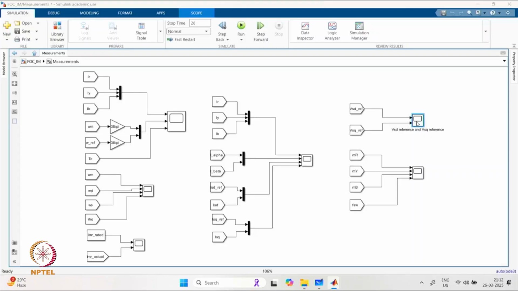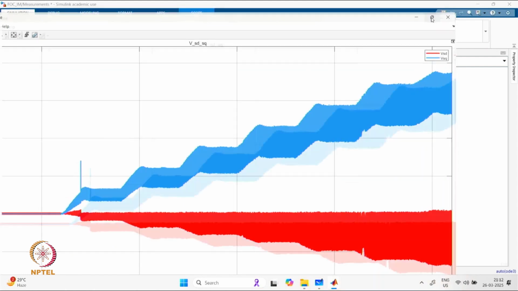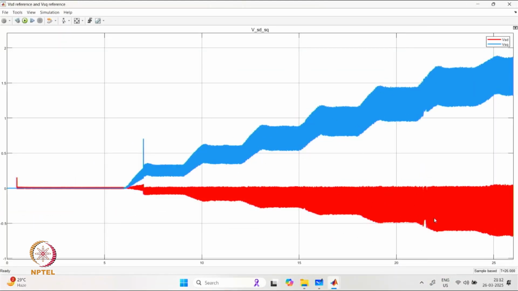We also have the D and Q axis voltages shown over here. So we can see that VSD is nearly zero or going on the negative side. However, VSQ is having the major contribution on the voltage, and it is rising and reaching almost up to a value of 1.75.